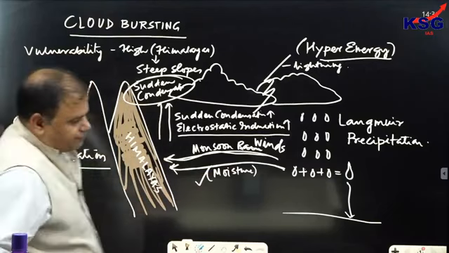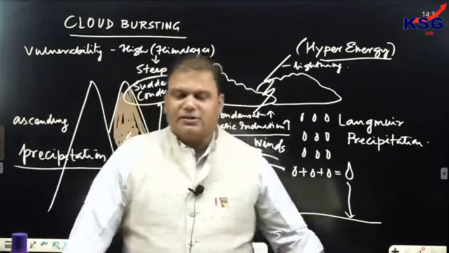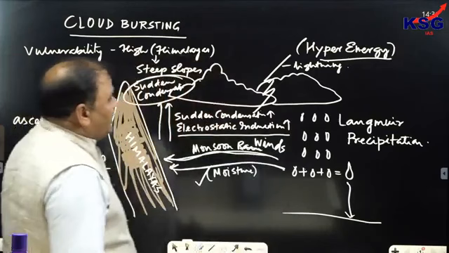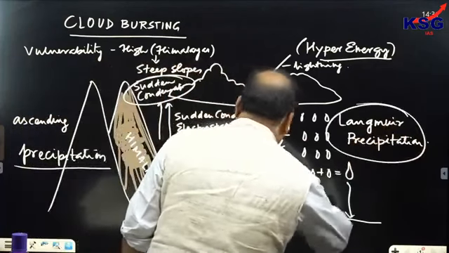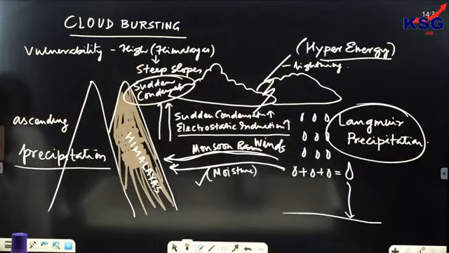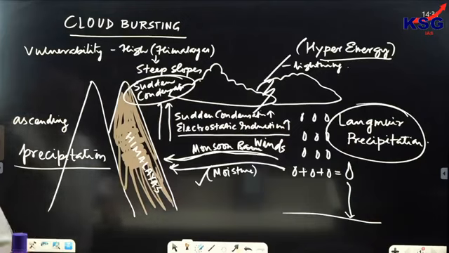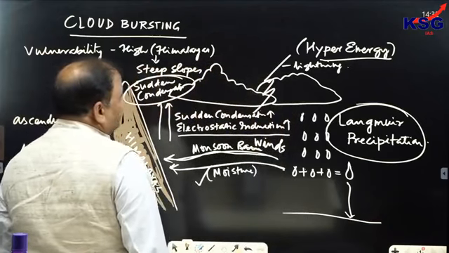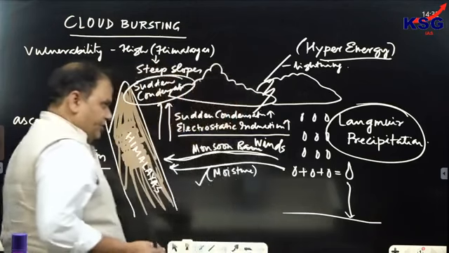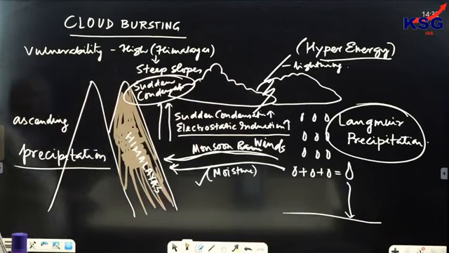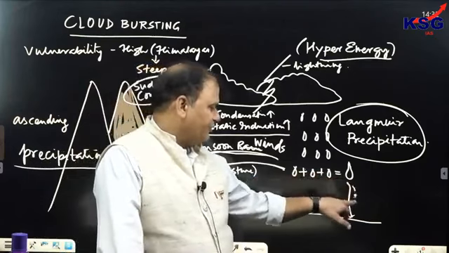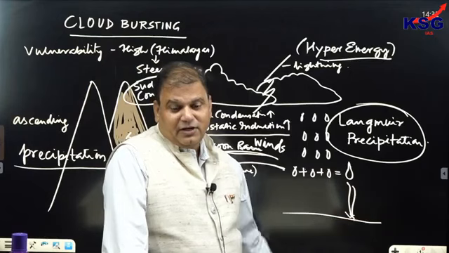Write down: this type of precipitation is referred to as Langmuir precipitation, where small droplets of water combine together to form a larger droplet, and this would be coming to the surface with a thumping sound.